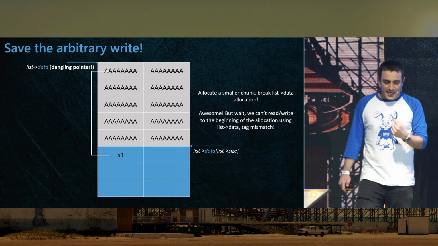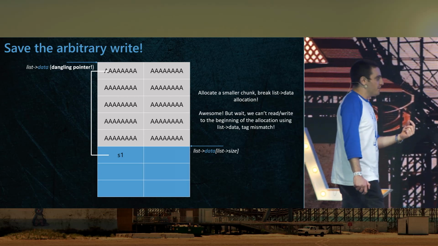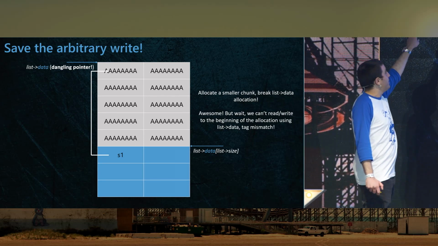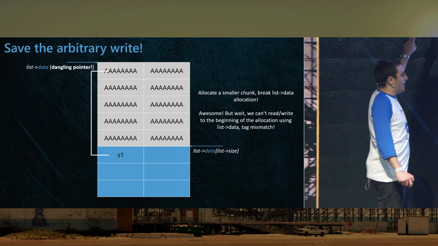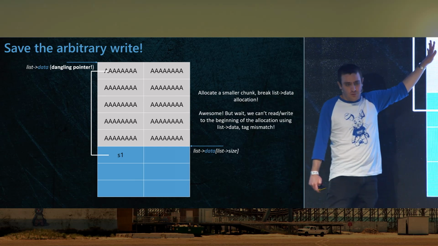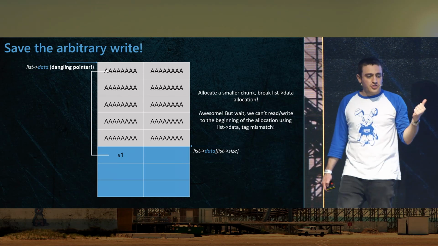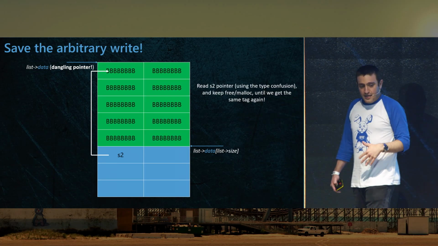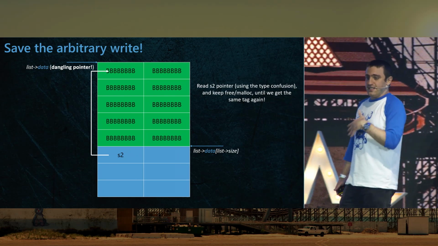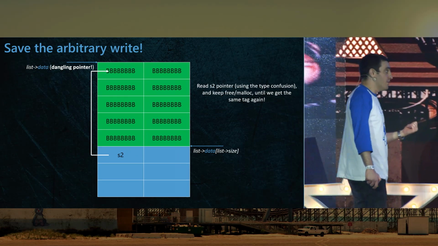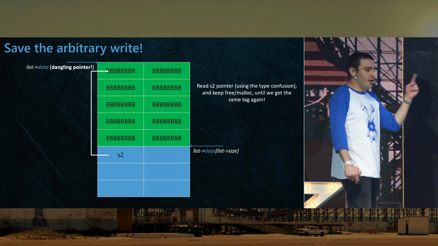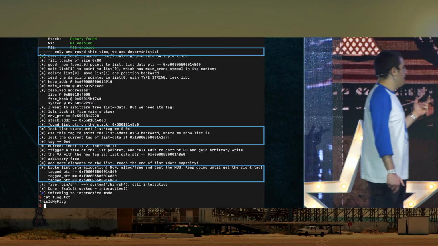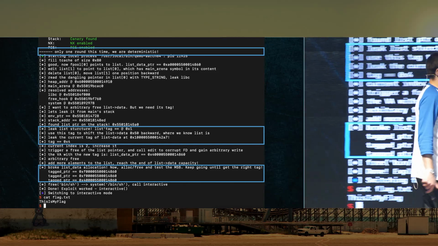Not really, because again, in order to corrupt the FD pointer, we need to write through our dangling pointer. But the MSB of the list data does not equal the new random tag that we got. But we have a type confusion, and I can leak this pointer. I can leak the S1 along with its tag. And I can check if this tag is identical to the tag that I already have. And I can do it again and again, malloc free, malloc free, until I get the same tag. And now we have a full exploit that works deterministically.